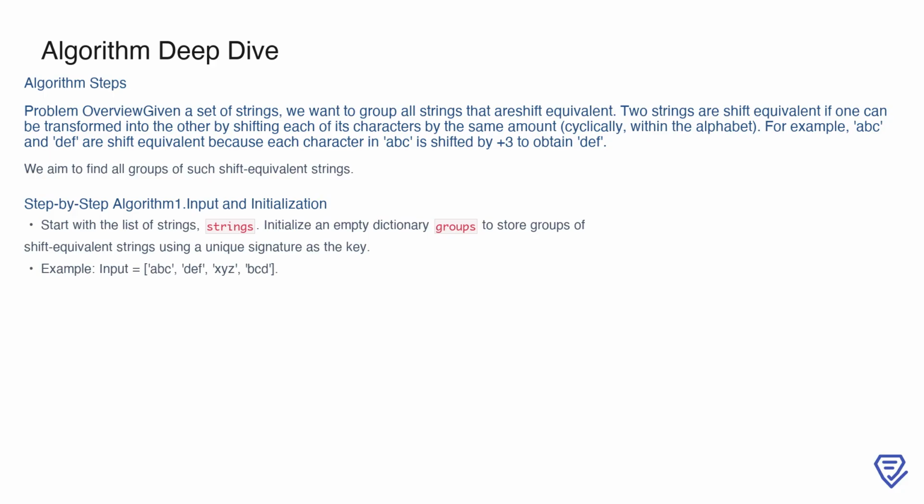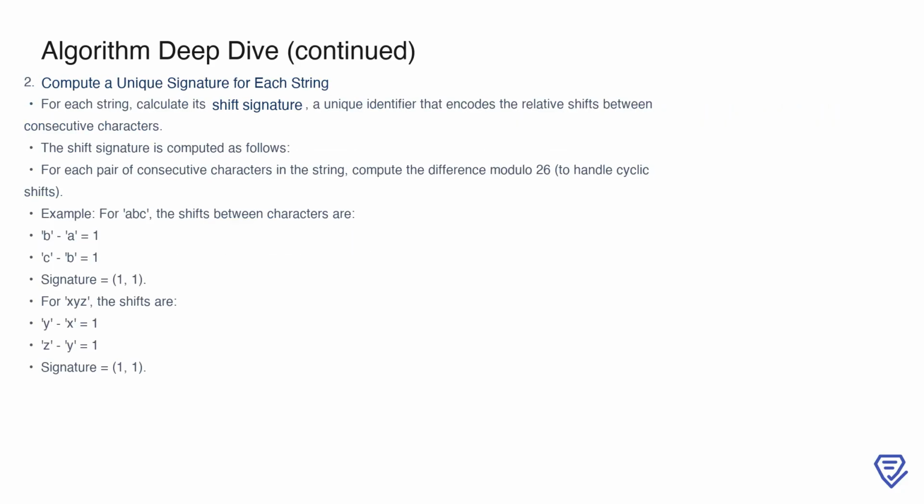To approach this, we begin with the input list of strings and initialize an empty dictionary called groups. This dictionary will store the grouped strings, using a unique signature for each group as the key. For example, given the input list ABC, DEF, XYZ, BCD, our algorithm will organize these strings based on their shift equivalence into appropriate groups.